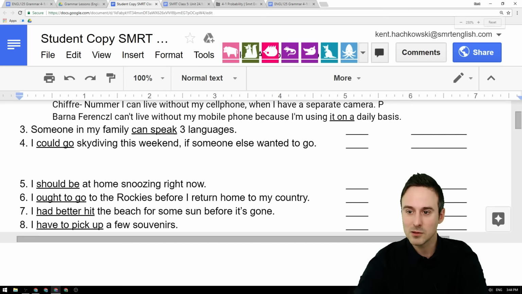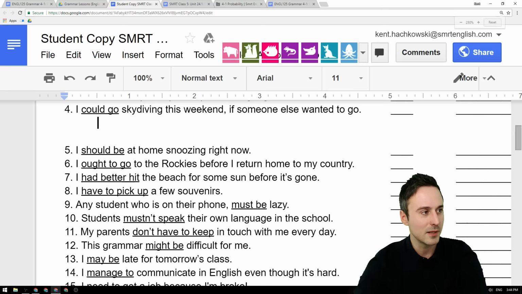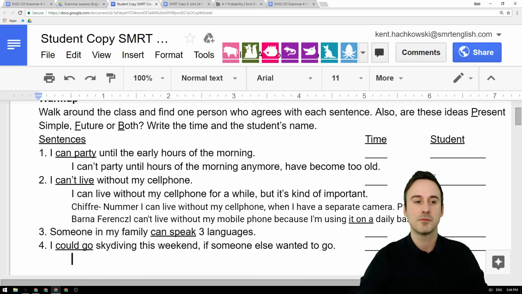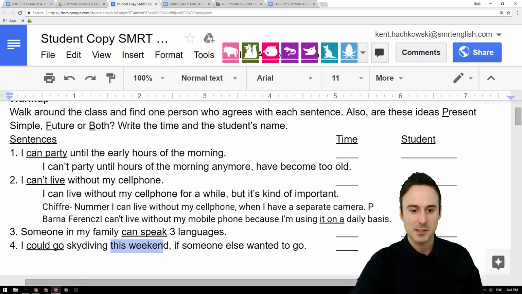All right, now look at this idea here. We'll break that down a little bit. I could go skydiving this weekend. Good, so you guys are doing a good job already. You got the time. The time is future. I guess the only way you know it's future is because I said this weekend. So it's really this word which is giving you the clue that it's about the future.